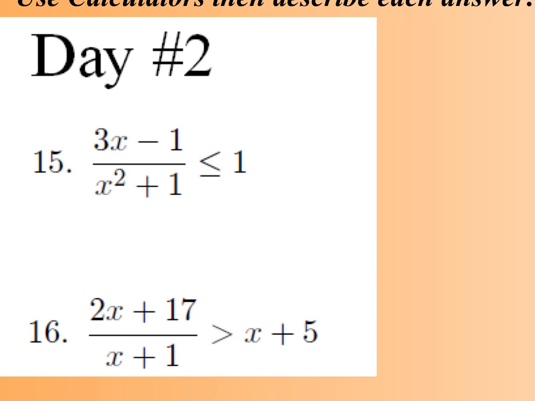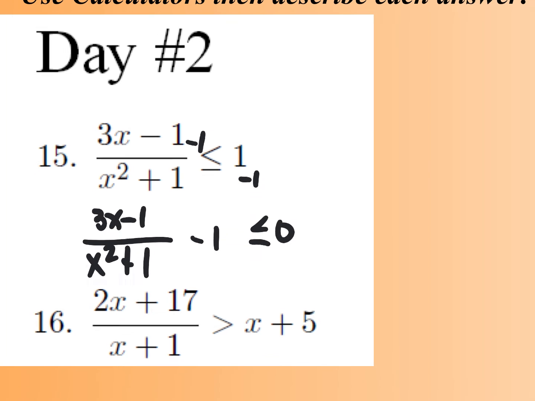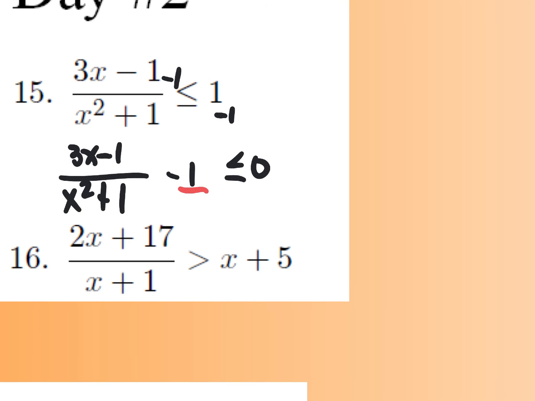Okay, so unfortunately, we have to get this set equal to 0 by subtracting 1 from both sides. Do you remember this one? So now I've got 3x minus 1 over x squared plus 1, minus 1, is less than or equal to 0. We can absolutely do common denominators. So I'd multiply this x squared plus 1 over x squared plus 1, and now I've got a common denominator. I'd like you to figure out what that expression is that's less than or equal to 0.